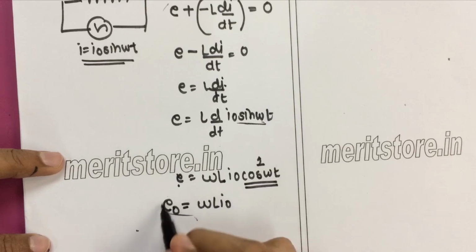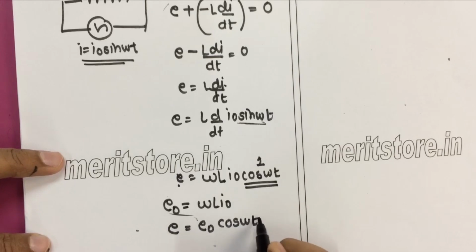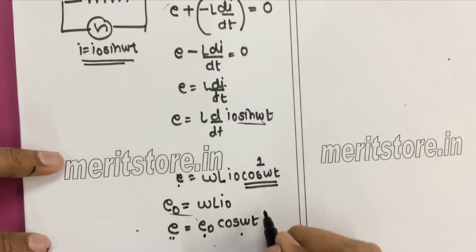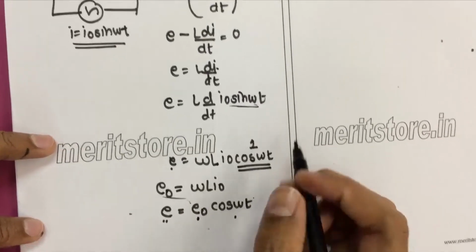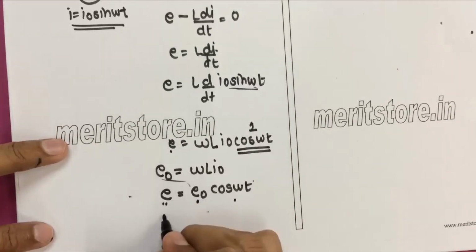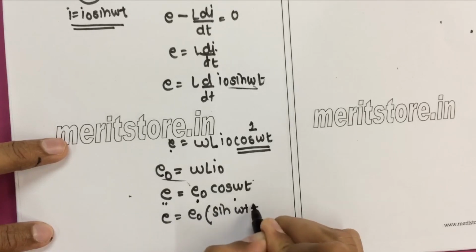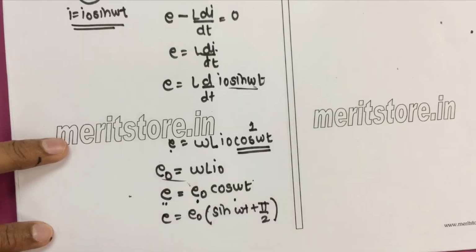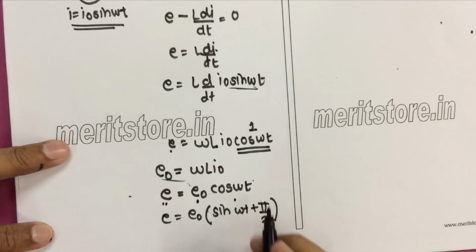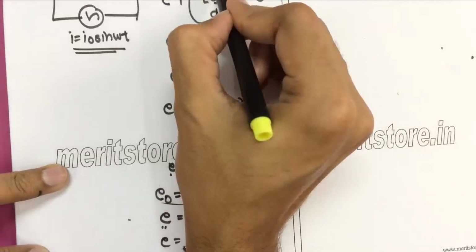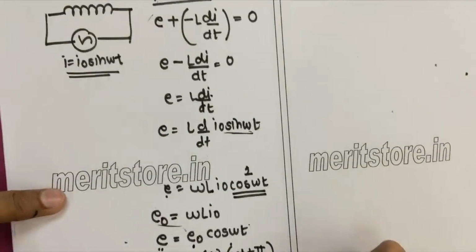Putting this into the equation, we get E equals E0 cos omega t, where E reaches the maximum value when cos omega t becomes equal to 1. In terms of sine, we can write this E as E0 sin of omega t plus pi by 2. The reason we write sin of omega t plus pi by 2 is that we get the two equations, one for the current here and one for the voltage here.